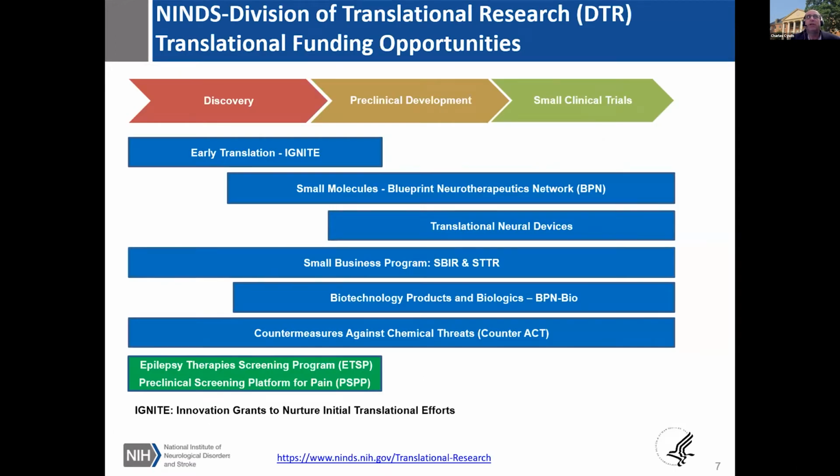I'm in the NINDS division, the National Institute of Neurological Disorders and Stroke, and then in the Division of Translational Research. That's my home institute. I'm going to talk to you today about both DTR projects as well as projects that are trans-NIH, meaning their management is through NINDS, but they actually take projects from multiple different ICs and are funded across different ICs in different ways.